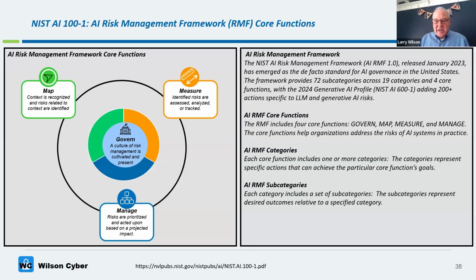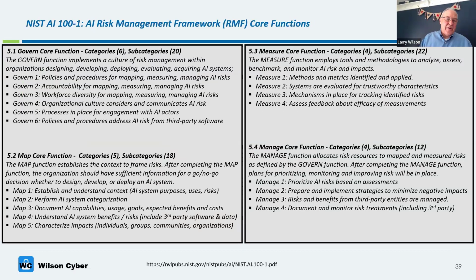The categories represent the actions that can achieve the particular core function's goal, and the subcategories are the desired outcomes relative to a specific category. So we have the categories, the actions, and the desired outcomes. So here are the categories and the actions for each of the four different core functions. The govern implements a culture of risk management. Here we have govern 1, policies and procedures.